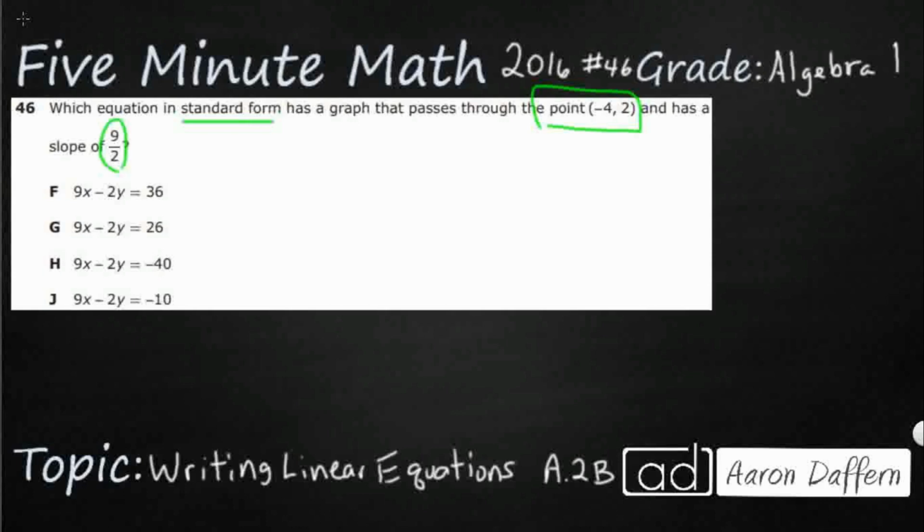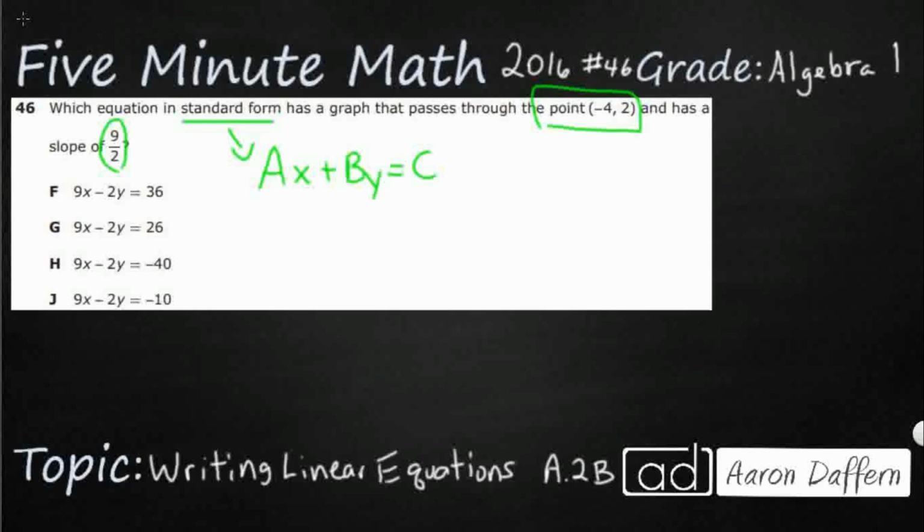So if we look on our reference materials, we're going to see that standard form looks like this: Ax plus By equals C. So that's why you've got the x and the y on the left side, and then you've just got another constant over on the right side. So how do we get from a point and a slope to the standard form?